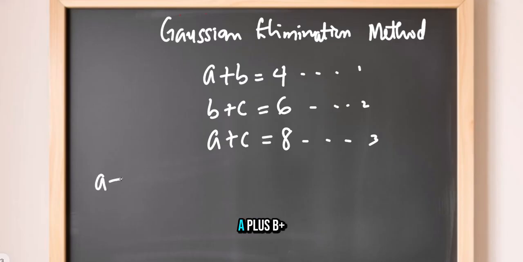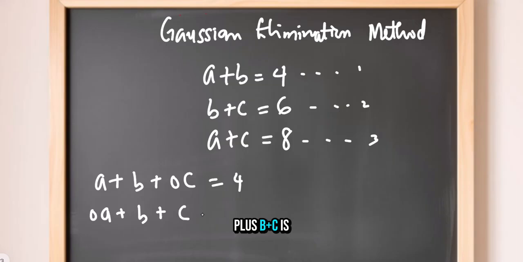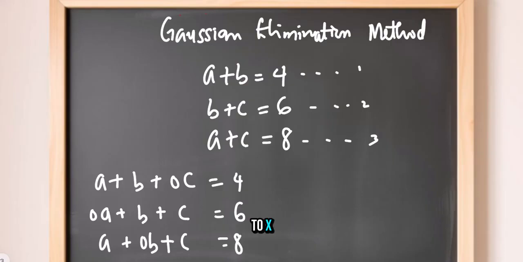Here I have a plus b plus 0c, because 0 times c is the same thing as 0, equals 4. And here I'm having 0 times a plus b plus c equals 6. Here I have a plus 0b plus c equals 8.